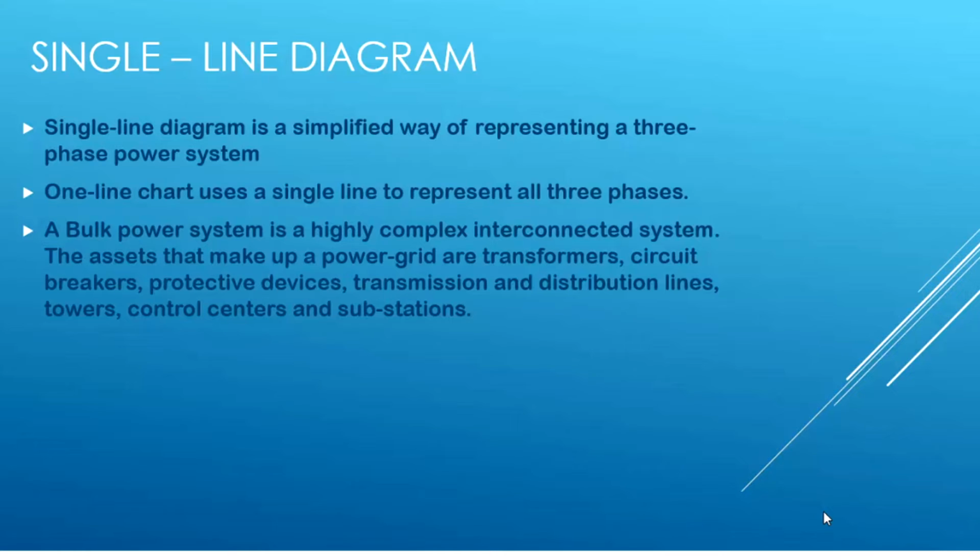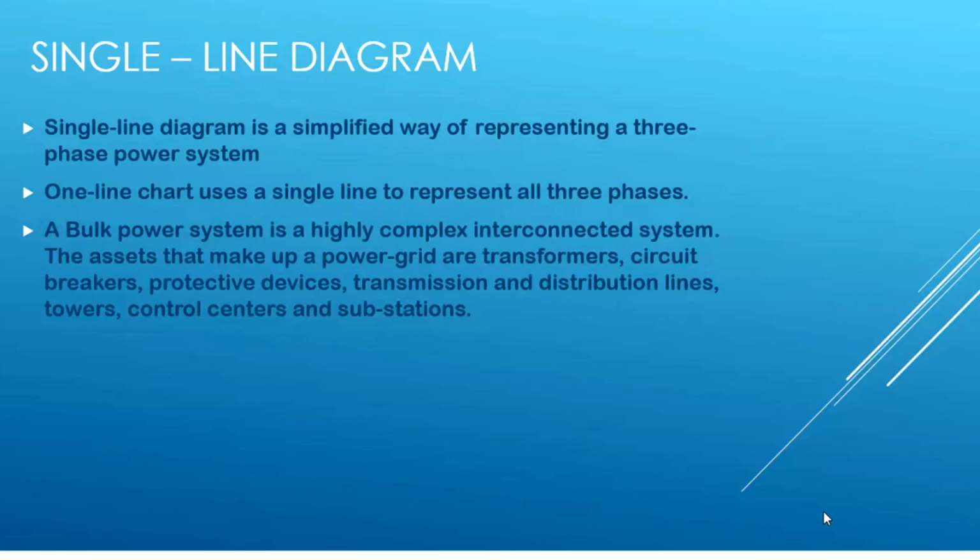So the assets that make up a power grid are transformers, circuit breakers, protective devices. That's what I have discussed with you now. In this way, a bulk power system is a highly complex interconnected system, and to reduce that and to understand it in a simpler way, we use the single line diagram.